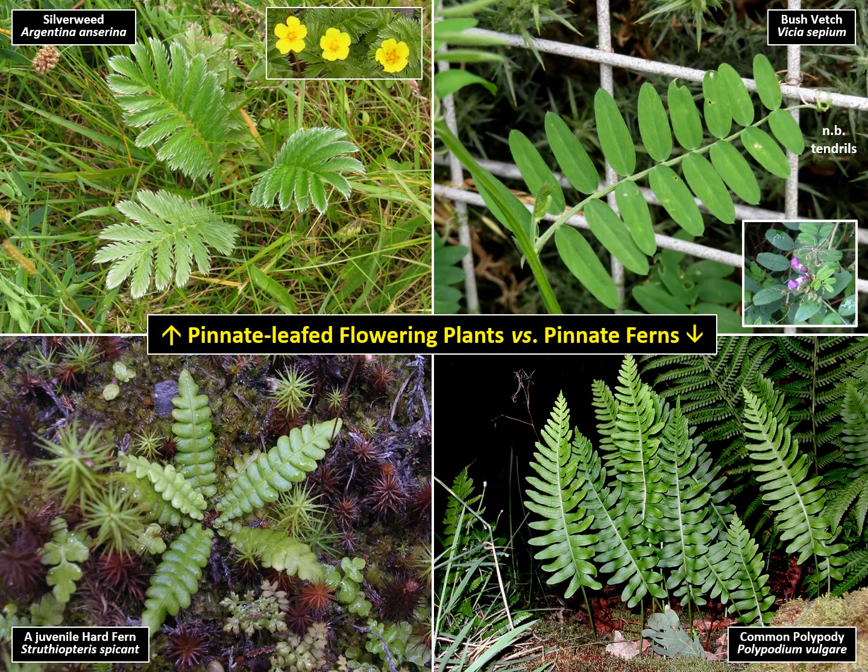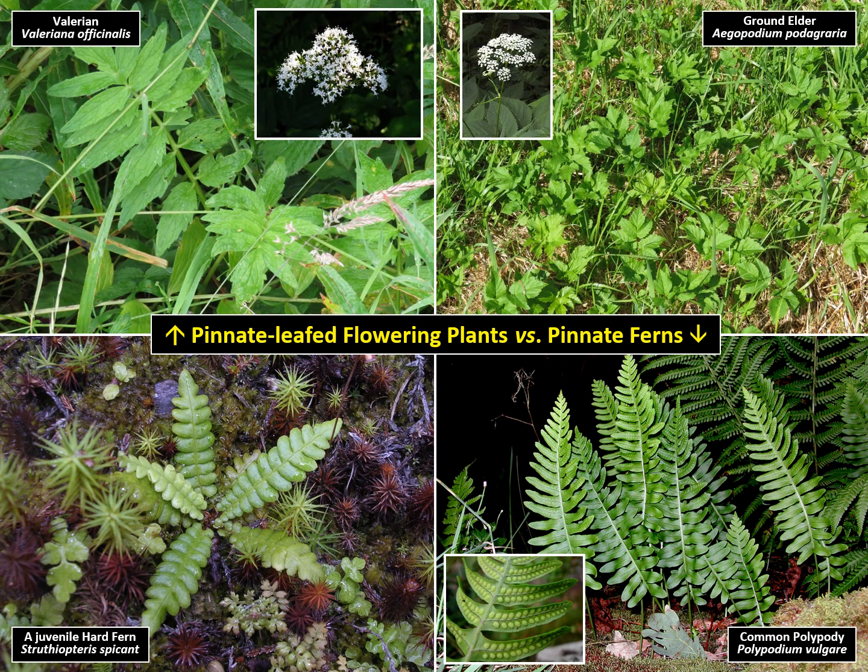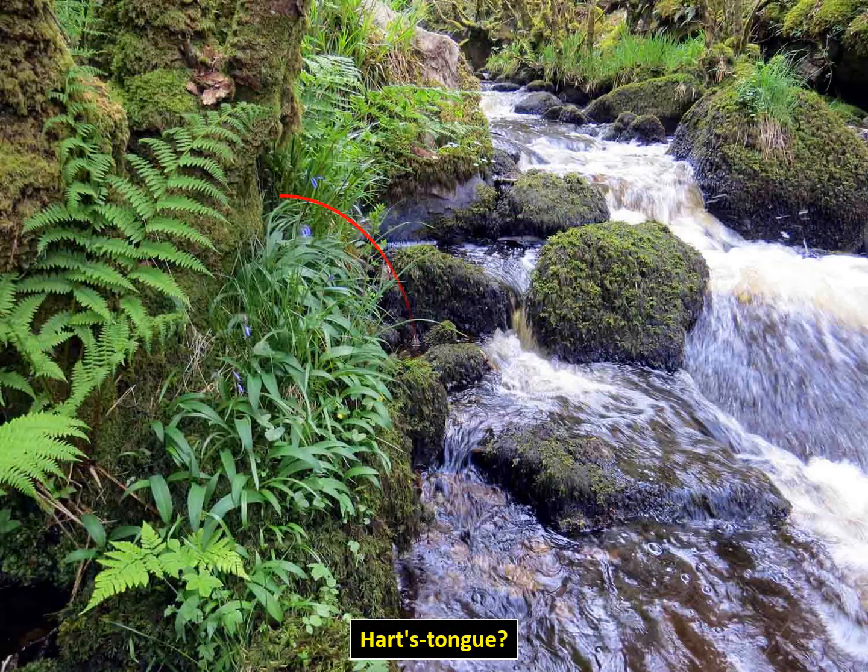Once divided, what we call pinnate leaves of flowering plants might for a short while be indistinguishable from fronds of pinnate ferns such as hard fern, especially when juvenile, and the polypodes. As well as lacking flowers, young hard fern has no giveaway sori, but polypody surely does, so check behind the fronds. Is this strap-leafed plant hartstongue fern?